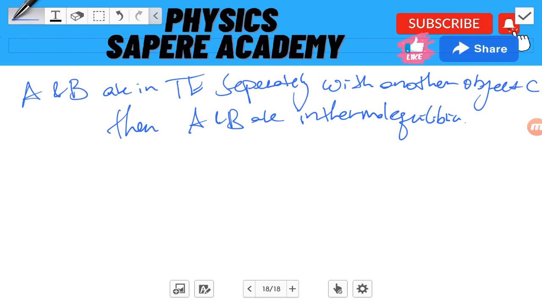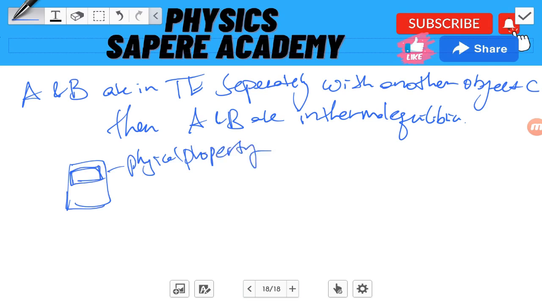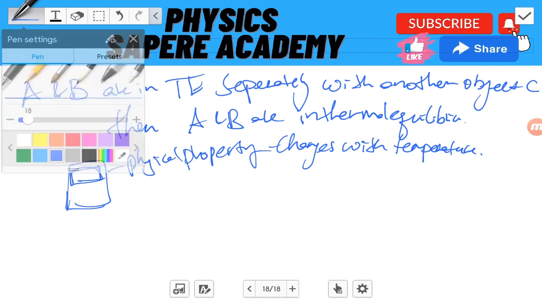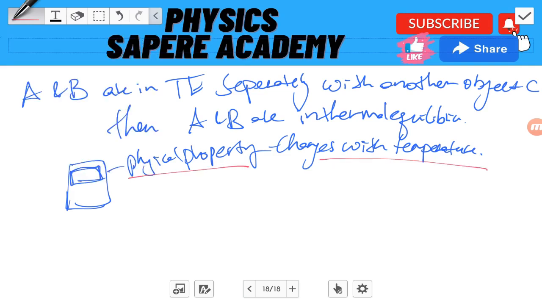But how can we actually identify if two bodies are in thermal equilibrium in the first place? Now suppose that you have a machine that simply measures some physical property of an object, and this physical property changes with temperature. Suppose that for object A, when I measure with this machine, the number I get is 22.5.